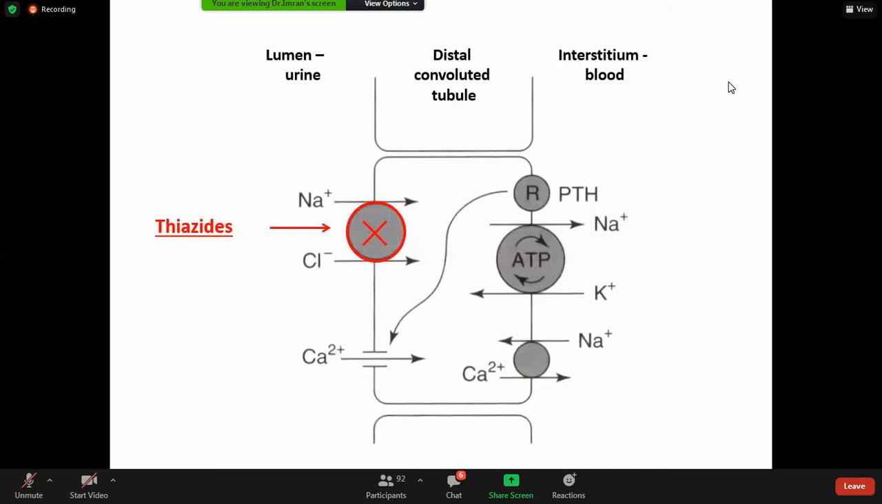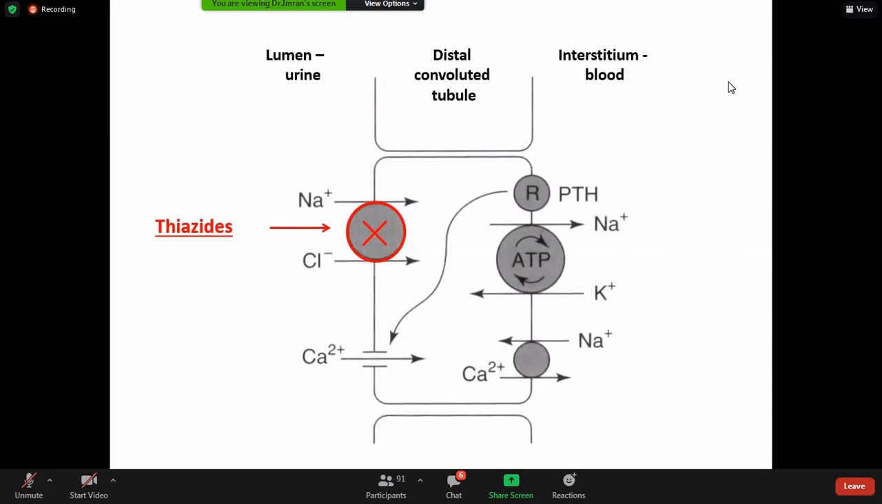So if we inhibit this reabsorption, what is the site of action? The distal convoluted tubule. This is another point that is asked in MCQs. Thiazide diuretics act on which part of the nephron? The Bowman capsule, proximal convoluted tubule, descending loop of Henle, ascending loop of Henle, distal convoluted tubule, or collecting ducts? Thiazide diuretics act on the distal convoluted tubule and prevent the reabsorption of sodium and chloride ions.